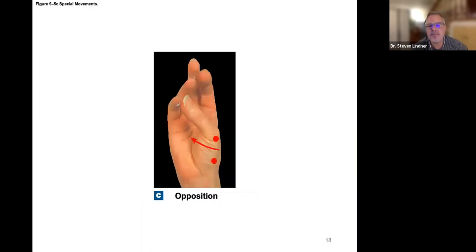Another unique term is called opposition. The only parts of the body that can do opposition is when the thumb touches any other finger. So when the thumb touches the pinky, or the thumb touches the first, second digit, or third or fourth, we call it opposition. And there are muscles of the thumb and muscles of the pinky that are called the opponens muscle, opponens pollicis, or opponens digiti minimi. So opponens is really unique to these two digits, the thumb and the pinky, because they have their own opponens muscles, opponens pollicis and opponens digiti minimi.